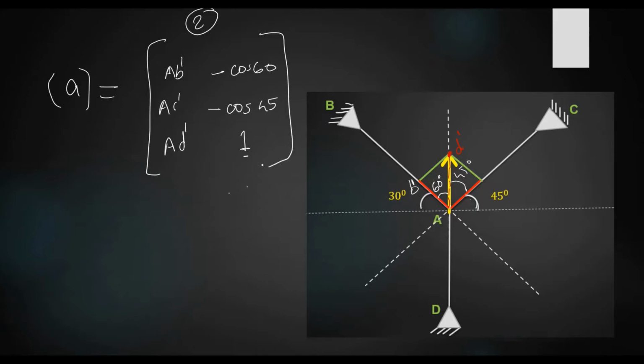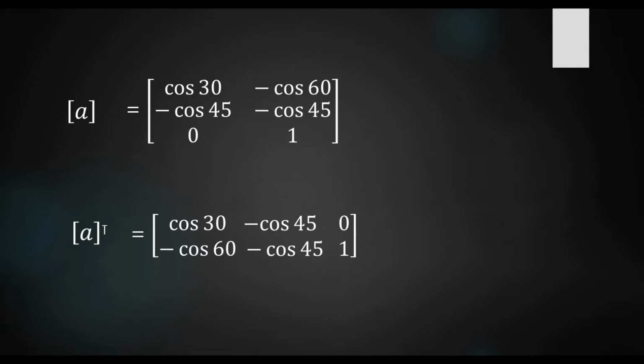Okay. So I am coupling all this system coordinate 1 and system coordinate 2. So the value becomes A is equal to cos 30, minus cos 45, 0 and minus cos 60, minus cos 45 and 1. So this is the A matrix, that is the displacement transformation matrix, when I apply unit displacement in the direction of the first system coordinate and the second system coordinate. Now I am writing down the transpose of A matrix, that is just write down the cos 30, minus cos 45, 0 and minus cos 60, minus cos 45 and 1.